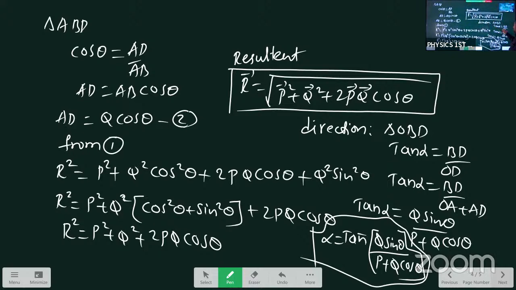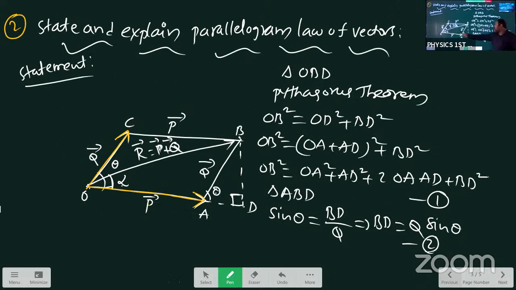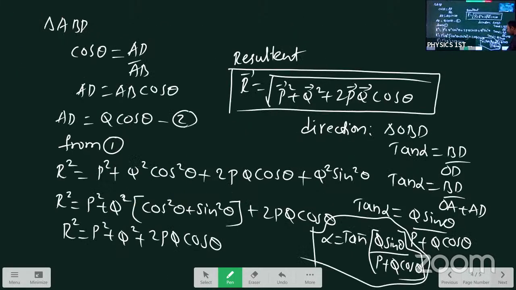Direction, tan angle. What is the tan angle? Tan alpha equals opposite side by adjacent side, Q sin theta by P plus Q cos theta. This is the total derivation part of the parallelogram law of vectors. Now I am giving the same answer in a short way. With the short way you can also get the same marks, 4 marks.